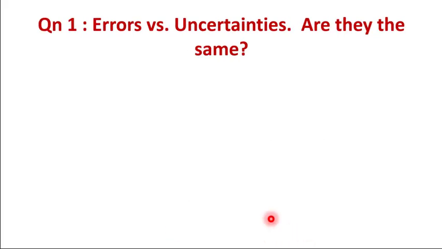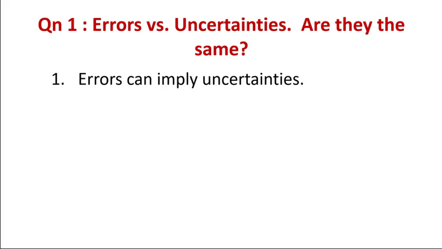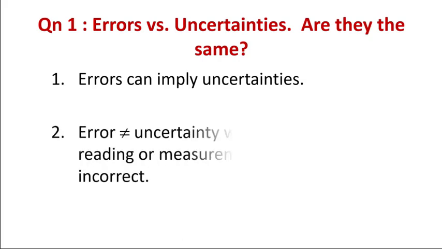Let us now address the first question. Are errors and uncertainties the same thing? Well, many physicists will use the word errors to refer to uncertainty in a reading or measurement. Hence, sometimes they will say absolute uncertainty as absolute error. However, it is important to look at the context in which the word is used.